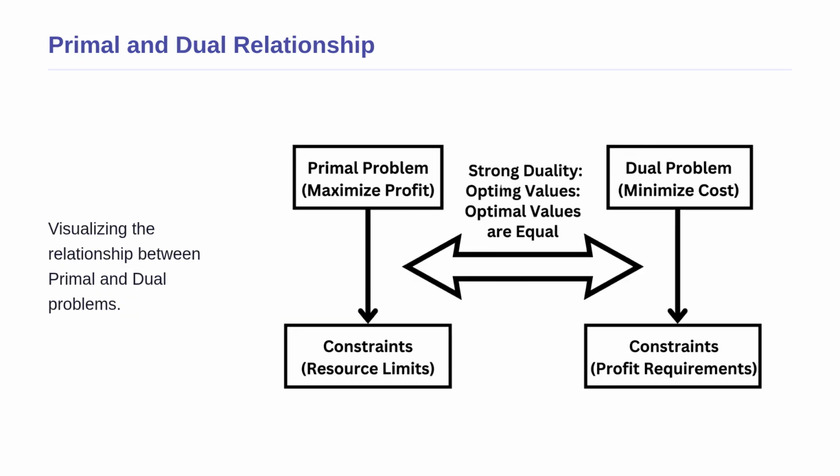Let us look at a visual summary of everything we have discussed. On the left, you see the primal problem box, which seeks to maximize profit subject to resource limits shown below it. On the right, you see the dual problem box, which seeks to minimize cost subject to profit requirements. The large double-headed arrow in the center represents strong duality, the powerful theorem guaranteeing that despite their opposite approaches, both problems converge on the exact same optimal value. This diagram perfectly captures the beautiful symmetry of linear programming.